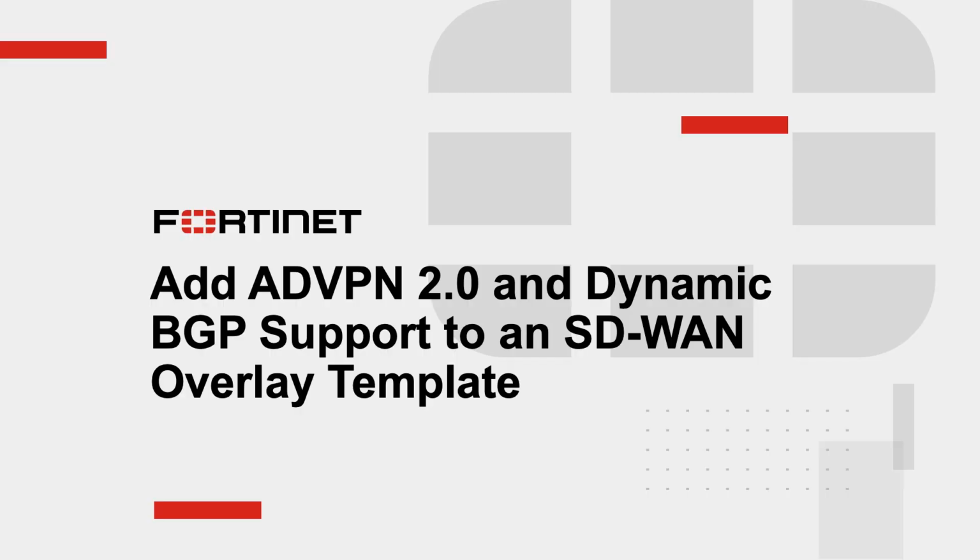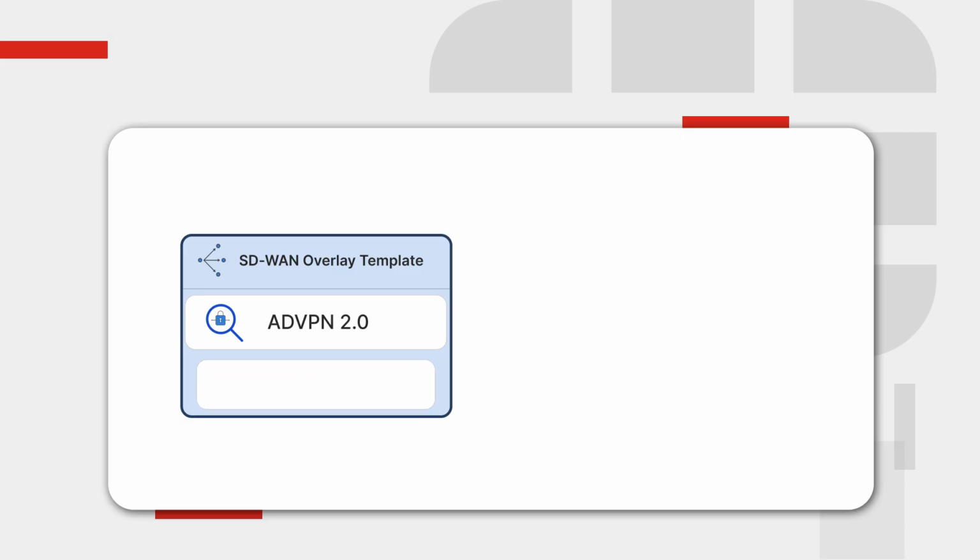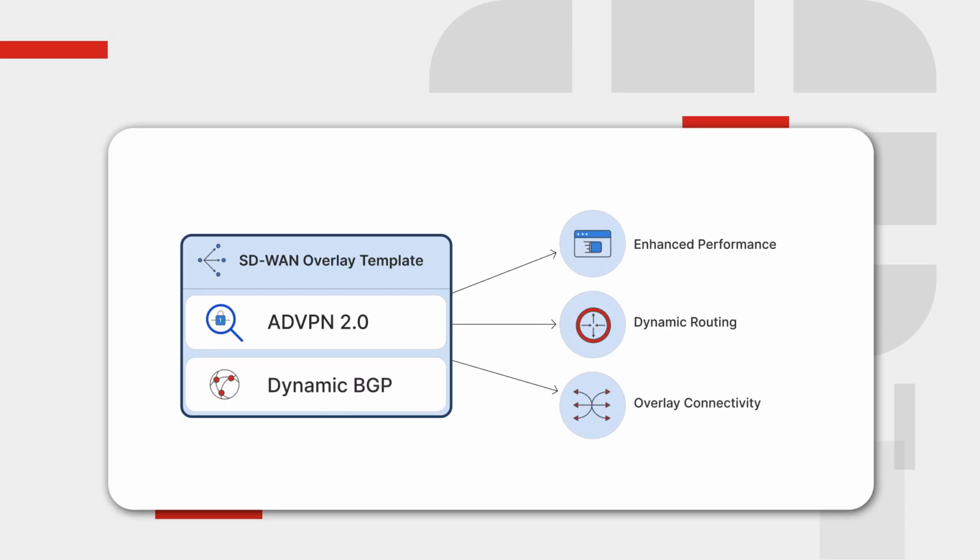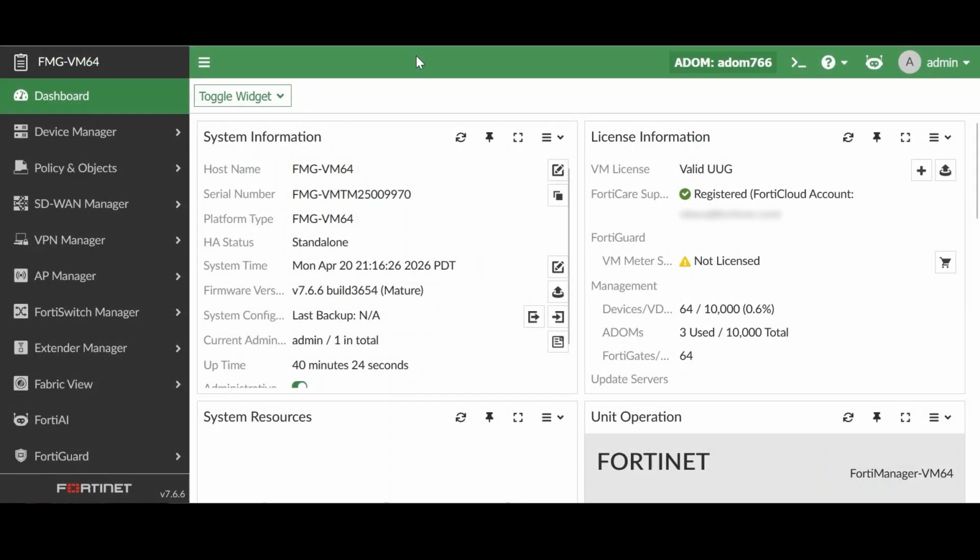In this video, we will see how to add ADVPN 2.0 and Dynamic BGP support in SD-WAN Overlay Template. ADVPN 2.0 and Dynamic BGP in FortiOS greatly expand the capabilities and performance of SD-WAN overlay networks and can be configured in SD-WAN Overlay Templates. Let's get started. We will be using FortiManager version 7.6.6.